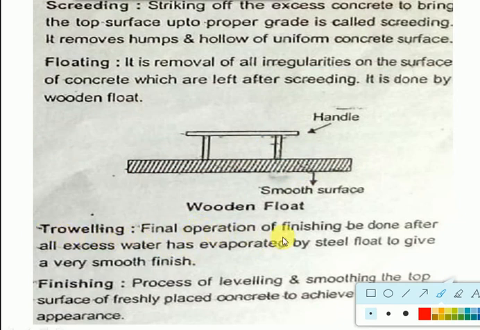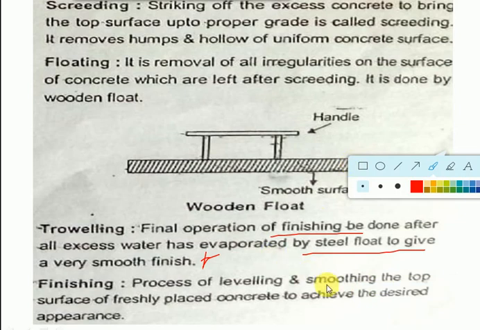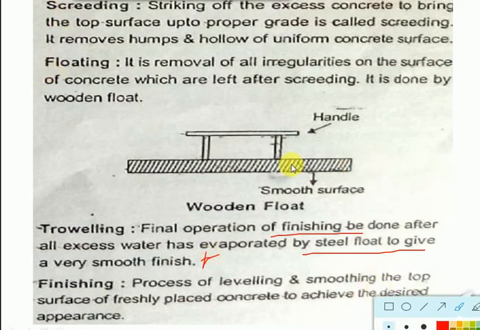Troweling is the final operation of finishing, done after all the excess water has evaporated, by a steel float to give a very smooth finish. These 4 steps are very important, and the last one is the finishing process of leveling and smoothing the top surface of freshly placed concrete to achieve the desired appearance. They may ask any question on these 4. Understood? Let's move to the next question.